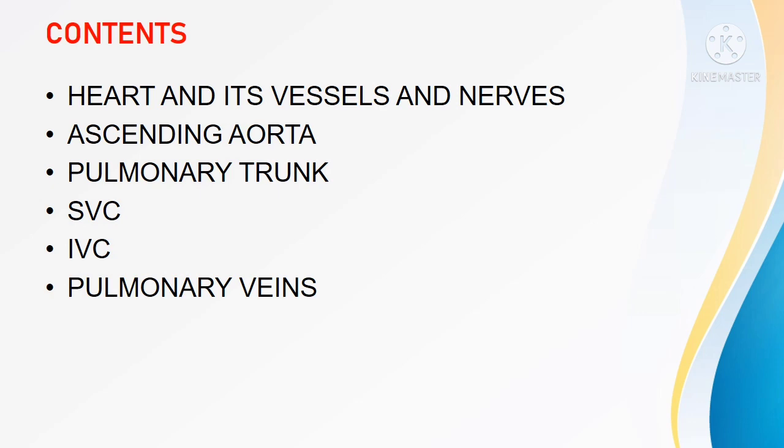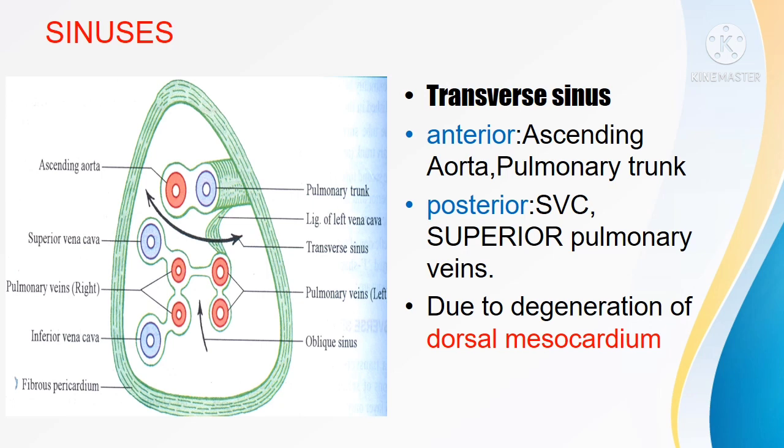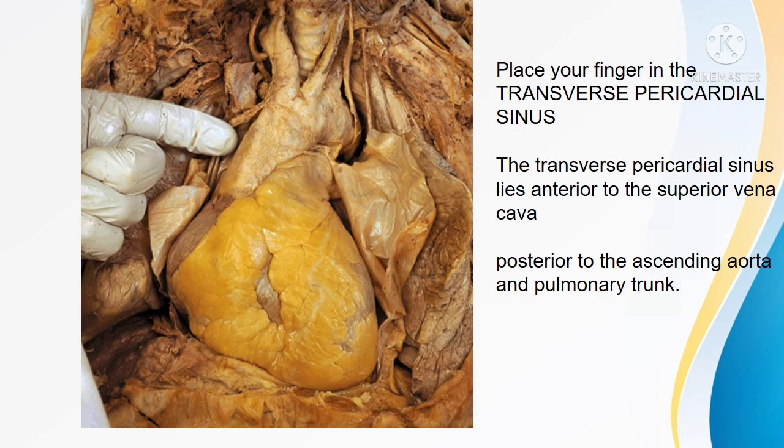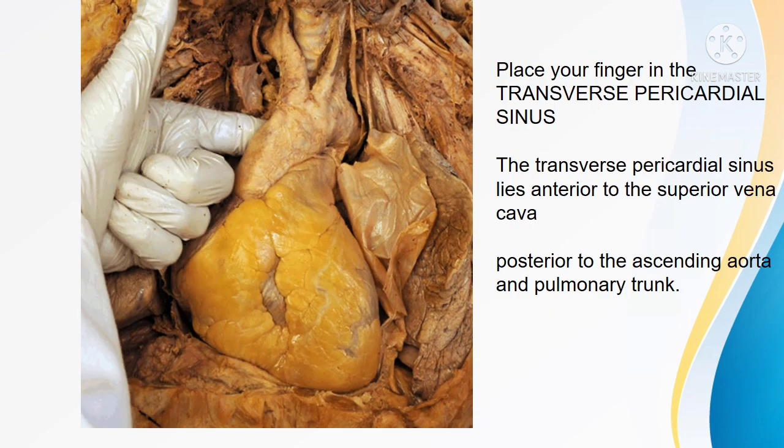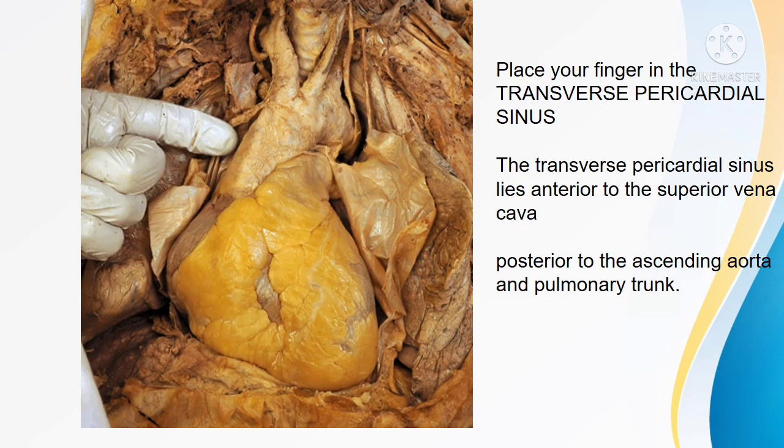The sinuses of the pericardium: there are two sinuses, the transverse sinus and the oblique sinus. The transverse sinus is anteriorly bounded by the ascending aorta and the pulmonary trunk, posteriorly by the superior vena cava and superior pulmonary veins. It lies between the arterial and venous ends of the heart tube. It develops due to the degeneration of the dorsal mesocardium.